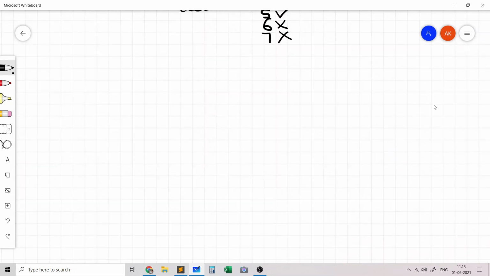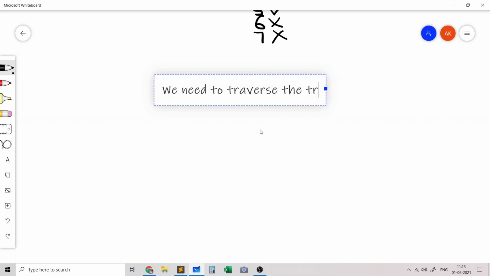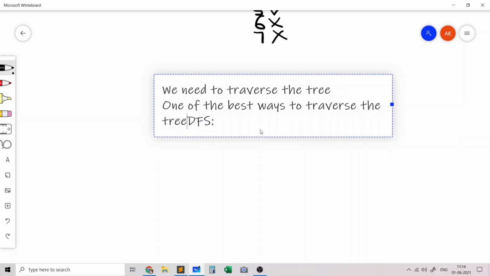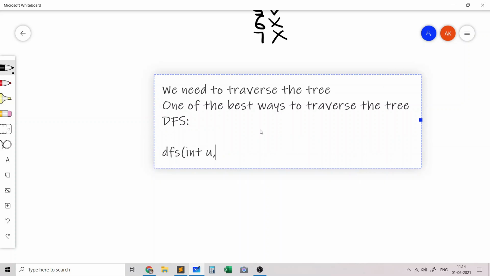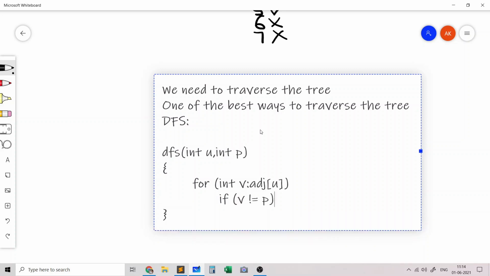And now let's look at the solution. In the solution, we are always going to start by traversing the tree. We need to traverse the tree first, and the best way to traverse a tree would be to do DFS. Let's look at the DFS function because that's where everything happens. In the DFS function, we pass in the node u, which we are currently at, and we pass in the parent, which is how we always do it. We go to all v which are adjacent to u, and if v is not the parent, then we call DFS on v with u as the parent.